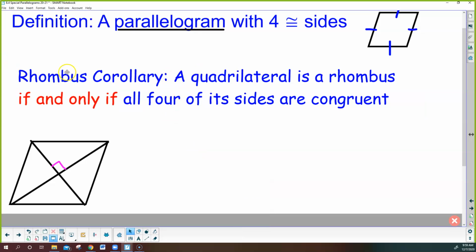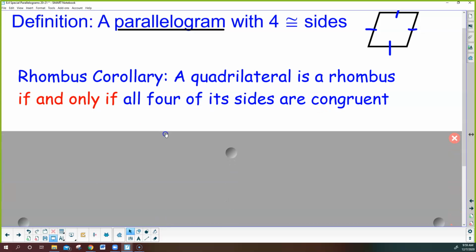So a corollary to the rhombus definition is a quadrilateral is a rhombus if and only if all 4 sides are congruent. Actually, I don't want that picture yet. I don't know if some students choose not to write the corollary down because it's basically restating the definition. It's just the if and only if implies that the original statement and its converse are both true. And we didn't really get into the idea of a converse too heavily this year.